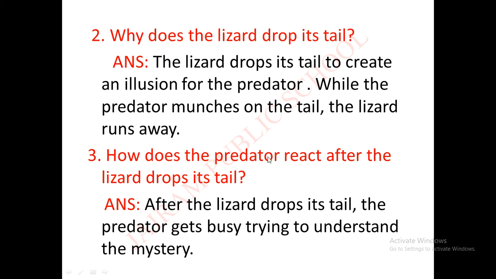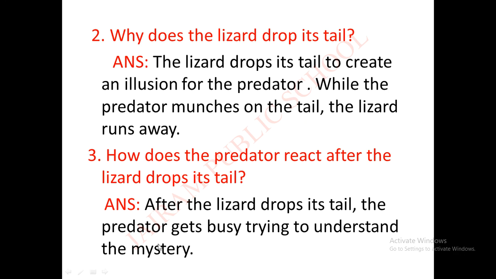Go to the third one. How does the predator react after the lizard drops its tail? Repeat once again. What is the answer for this question? After the lizard drops its tail, the predator gets busy trying to understand the mystery.